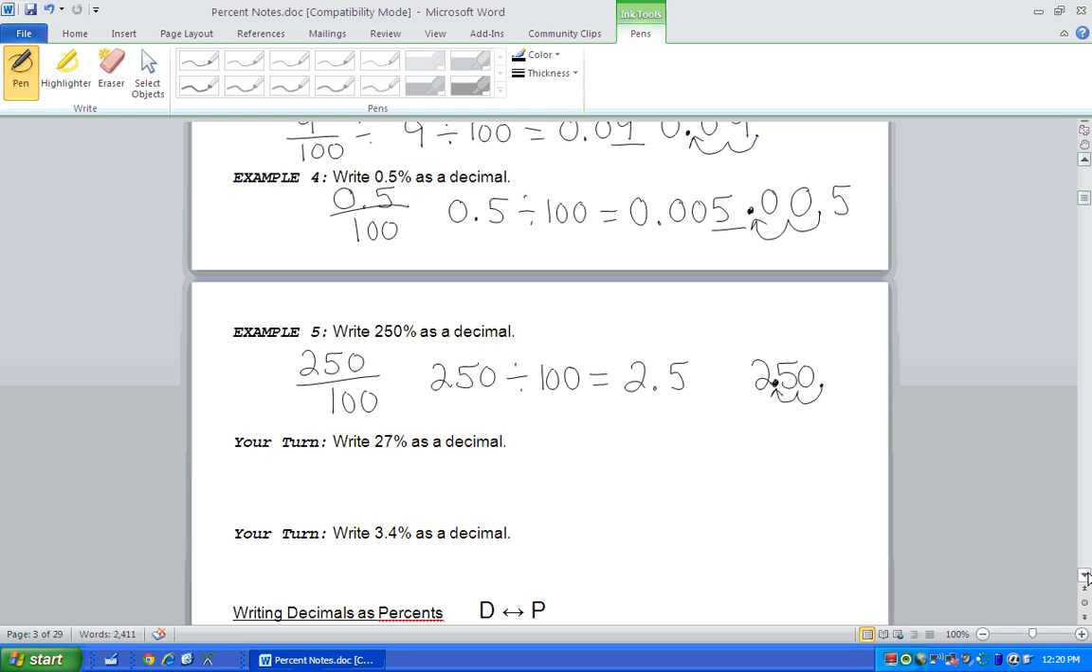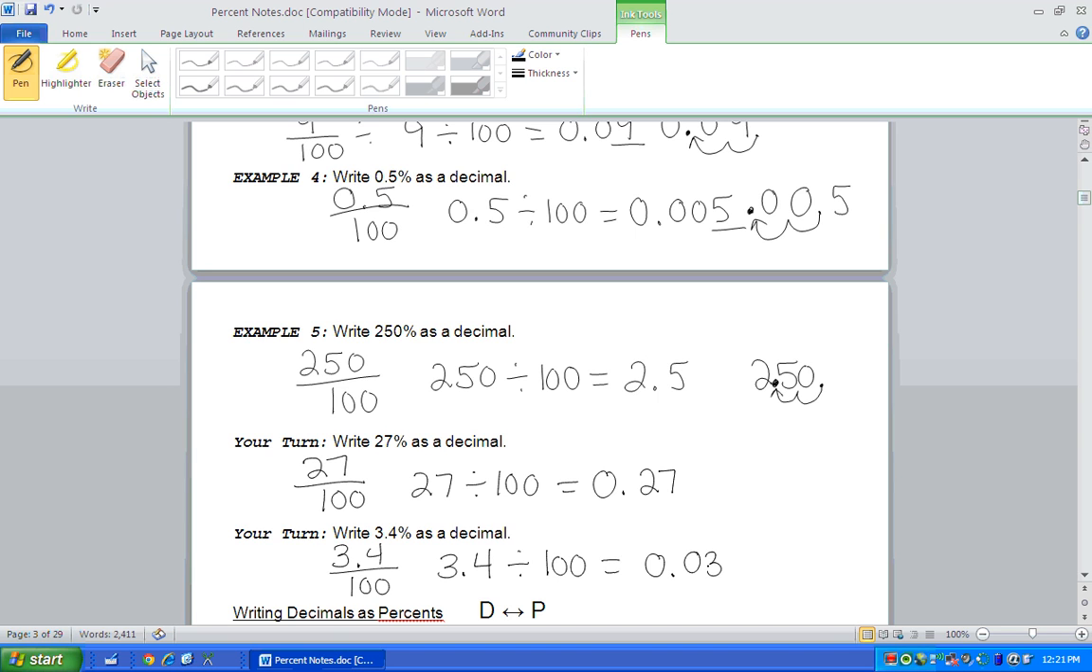Okay, let's see how you did. 27% would be 27 out of 100. On your calculator, if you divided 27 by 100, you would get 0.27 or 27 hundredths. 3.4% would be 3.4 out of 100. So if you divide 3.4 by 100, you will get the decimal 0.034. And how you would say that is 34 thousandths, because this 4 is in the thousandths place value.